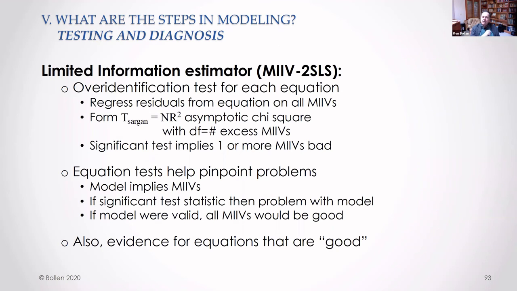Now, by carrying out this test, we are actually testing our model structure. The reason I say that is we got these model-implied instrumental variables, these MIIVs, M-I-I-V-S. We got these MIIVs based on the structure of our model. So if we reject the MIIVs, we're rejecting our model because the model is what led us to those MIIVs. So this helps us to pinpoint problems by looking at each equation and seeing whether it passed or not. If our model were valid, all the MIIVs would be good.